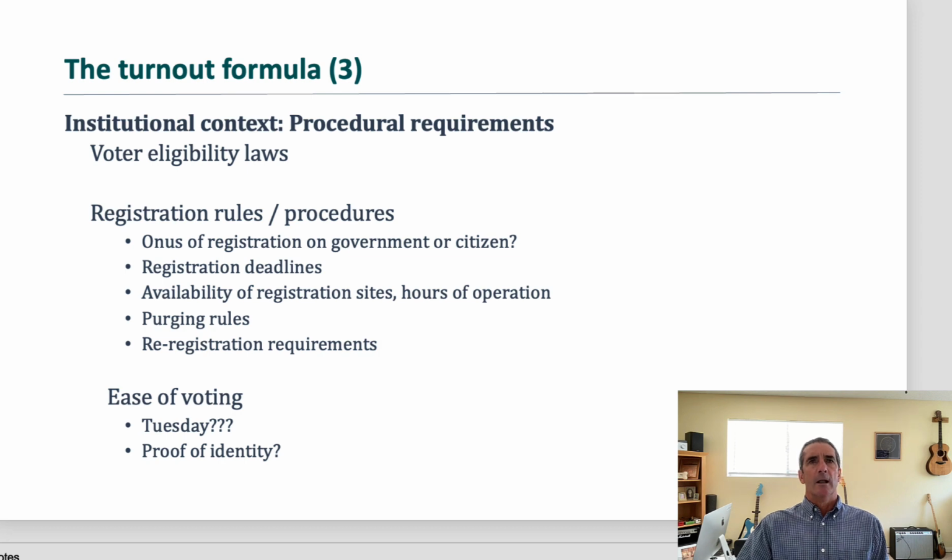How far ahead of the election are deadlines to register? How readily available are registration sites? How long are those sites open?